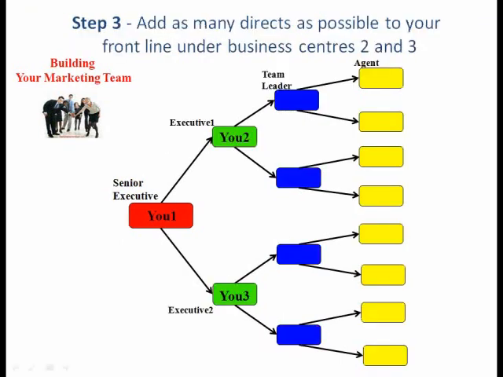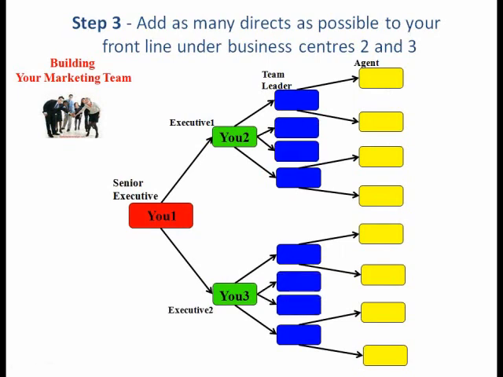Then after you do this, the next step would be to add as many directs as possible to your front line under business centers 2 and 3. So you can add as many people as you want on your front line. There is no limit to the amount of directs that you can have. The more directs you have, the more money you will make on the PSP program, because you are making 10% on your directs, and the faster you will cycle on the tables, because the more people you have following you, the more you will cycle.